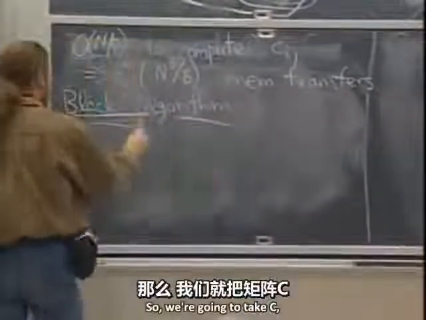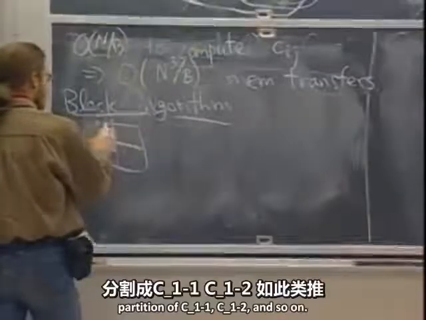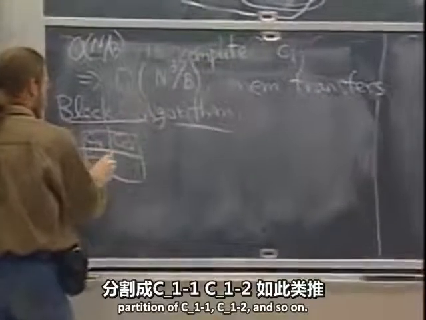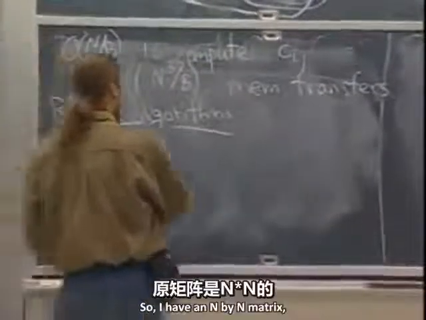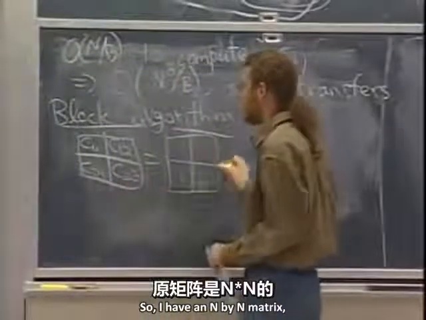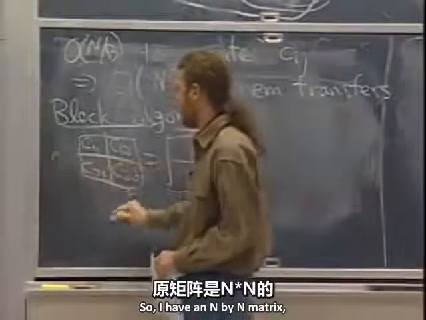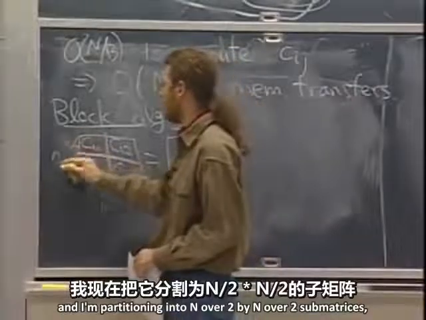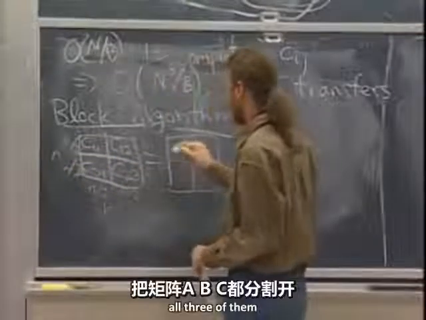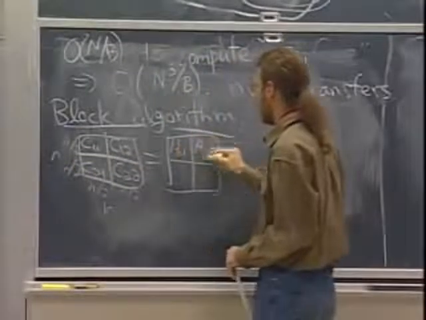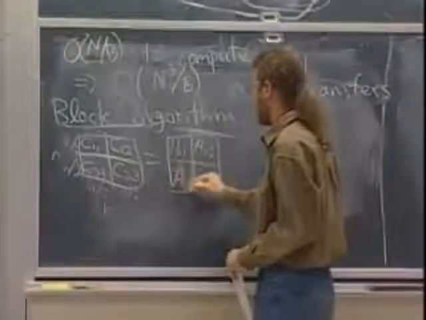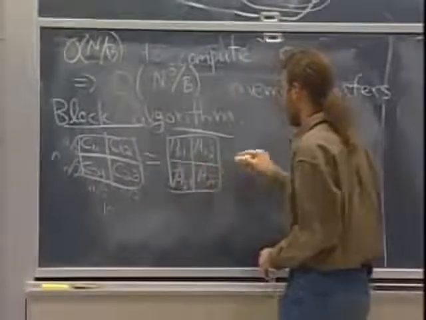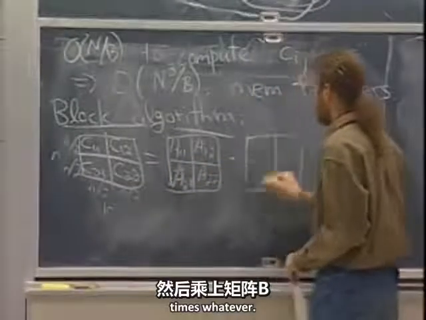So we're going to take C, partition C11, C12, and so on. I have an n by n matrix, and I'm partitioning into n over 2 by n over 2 submatrices, all three of them. Times whatever.